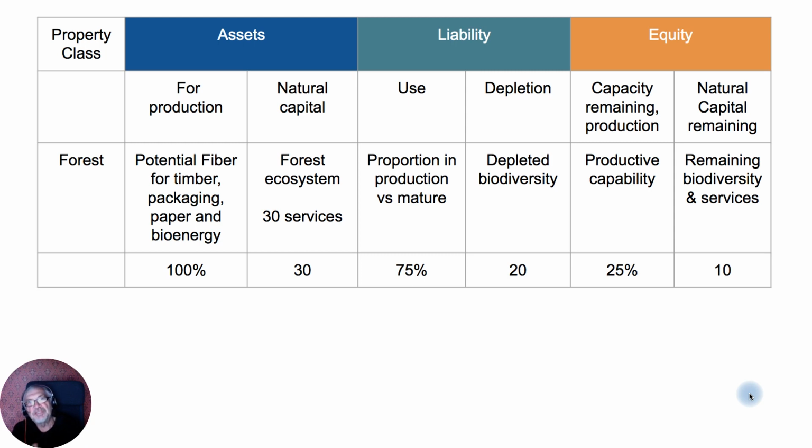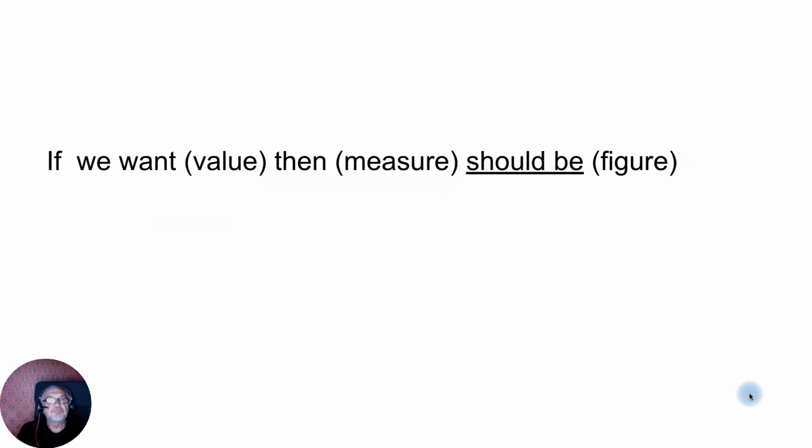In terms of depletion, in Sweden, according to a recent report, only 10 of the ecosystem services are of a good status. So we've got 20 of the 30 depleted. So our equity would be 10. Now this is starting to give us a basis for decent discussion, I hope. But there are some more things we need to add to this.